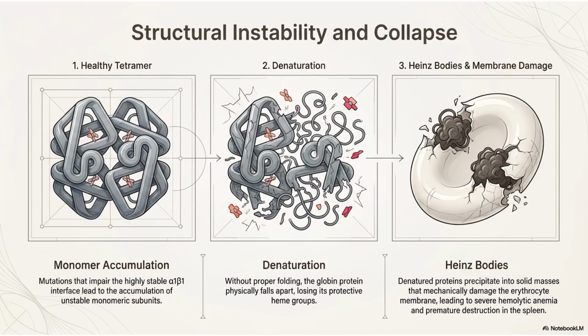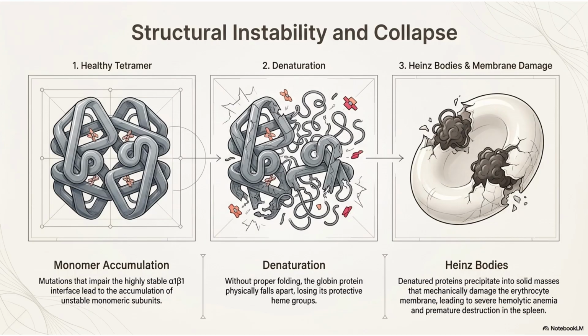We begin with a healthy tetramer. Each globin chain fits together precisely, creating a stable oxygen-carrying protein. But if a mutation disrupts one of these interfaces, the protein becomes unstable. It begins to unfold or denature. Once that happens, the damaged globin chains start sticking together inside the red blood cell. These clumps are called Heinz bodies.